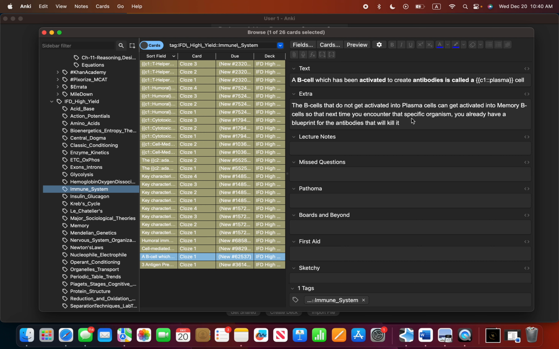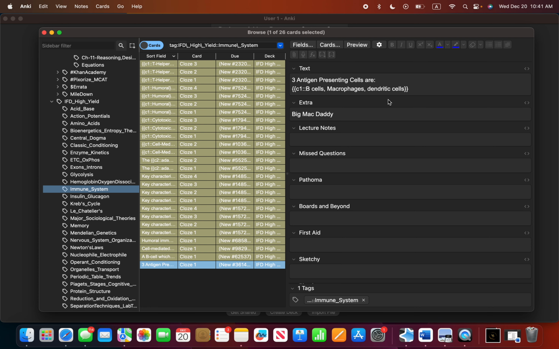So if these B cells don't turn into plasma cells, they turn into memory B cells, where it's literally a memory thing, where they keep it in their head. They remember that this pathogen came a long time ago, and now I need to kill it. So you already have a blueprint for the antibodies that will kill it. This is mainly how vaccines work.